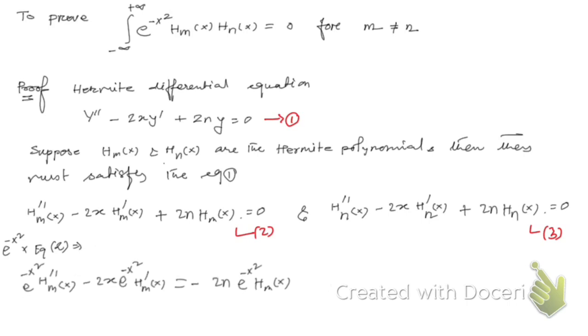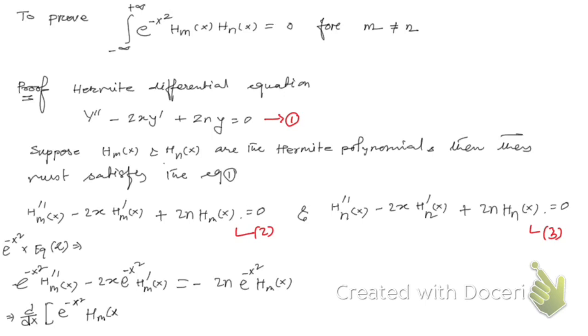Okay, so e to the power minus x square, let me write it properly, e to the power minus x square. Now this part can be written this way: d/dx of e to the power minus x square into Hm of x, right? Well, let me explain.